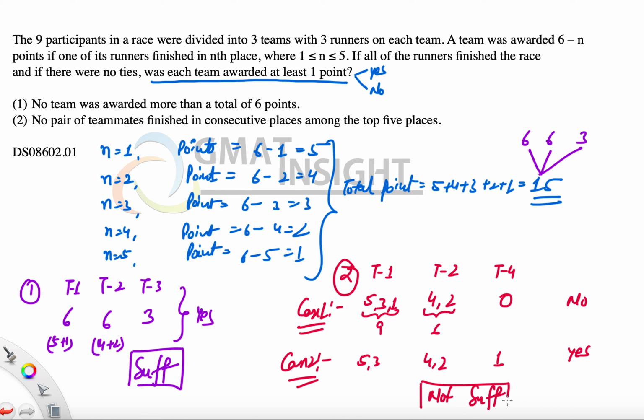So this statement is not sufficient to answer the question, and the answer to the question becomes option A, which means the first statement alone is sufficient to answer the question, but the second statement alone is not sufficient to answer the question.